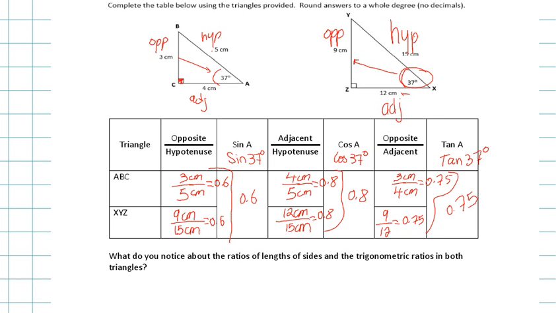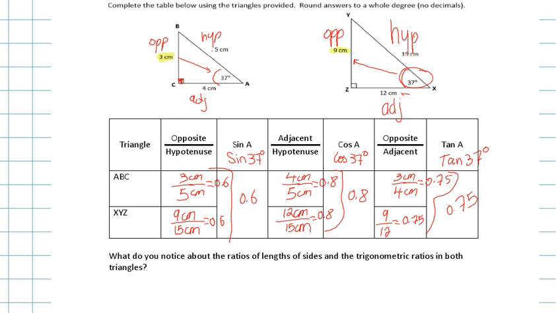So, no matter what your sides are, this is 3, this is 9. This is 5, this is 15. So the sizes are different, but since I have the same angle, my ratios are going to be the same. Do you guys understand that part?